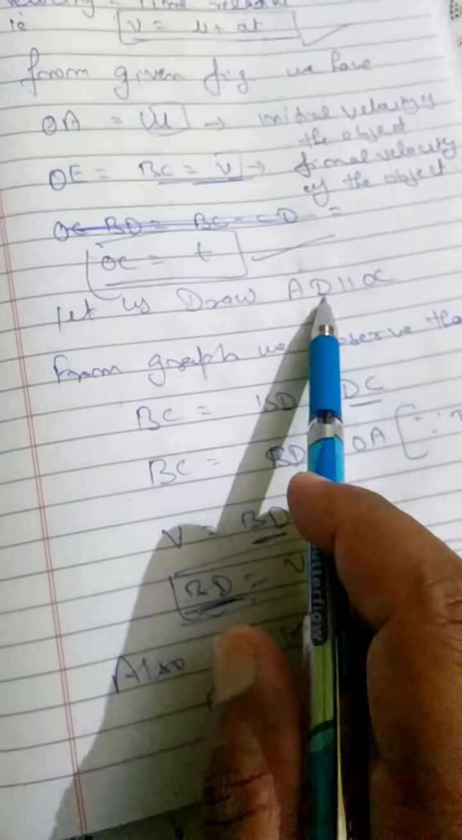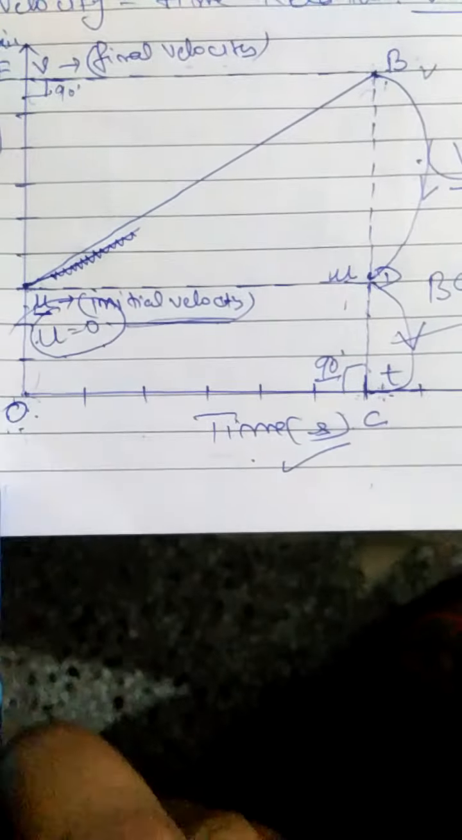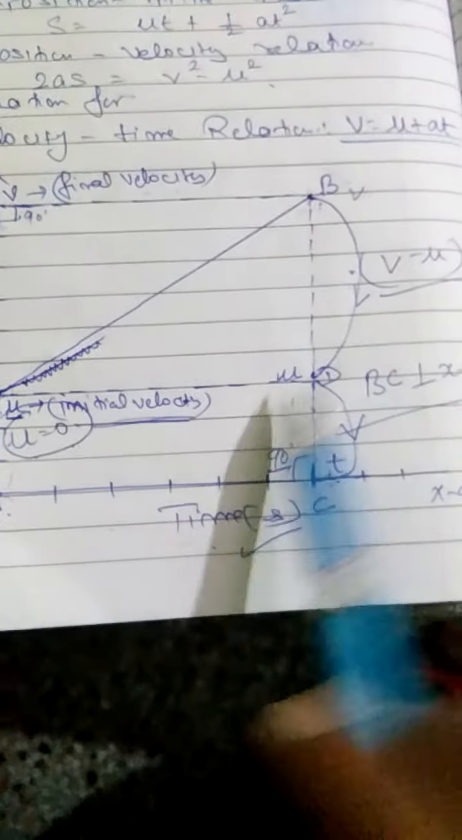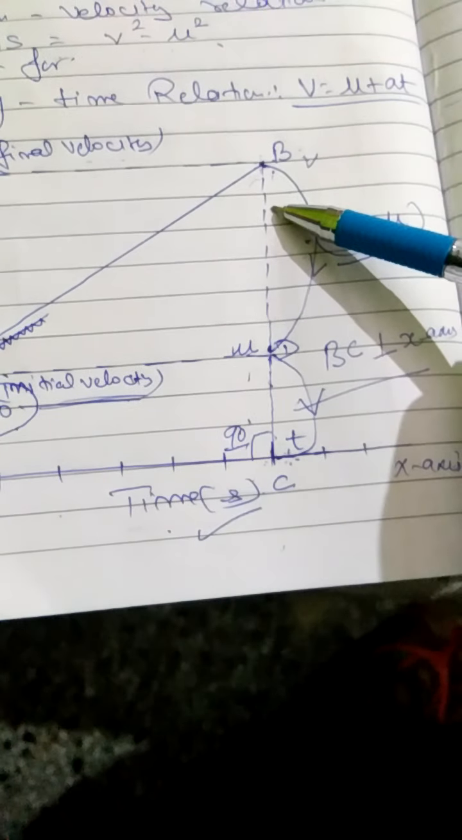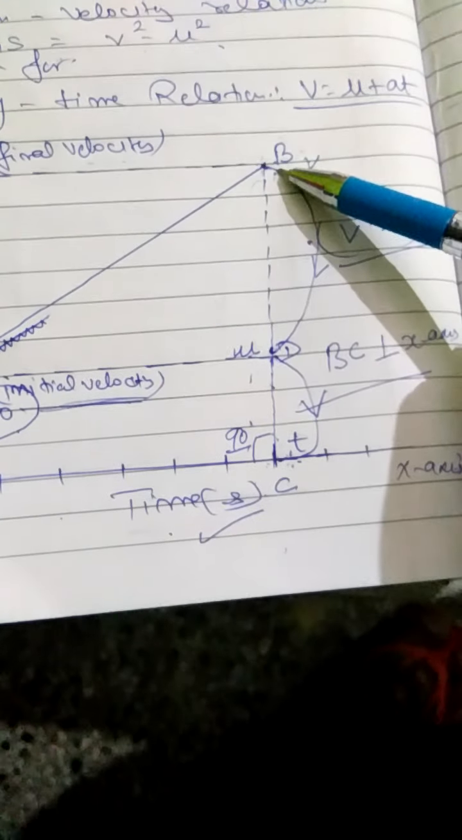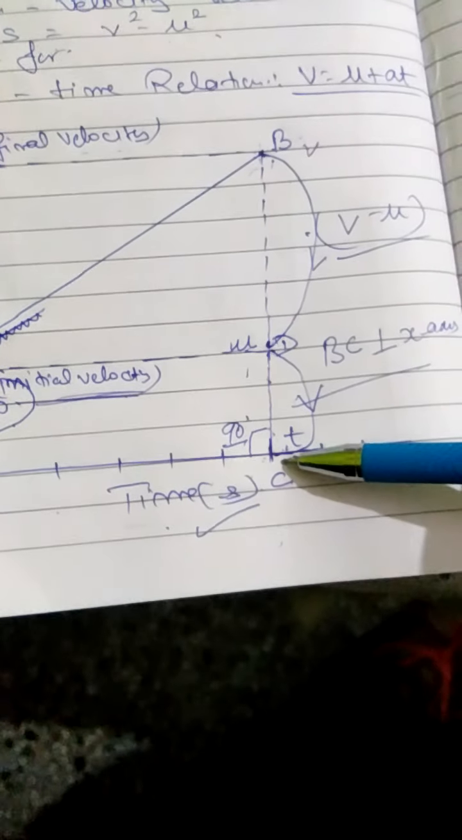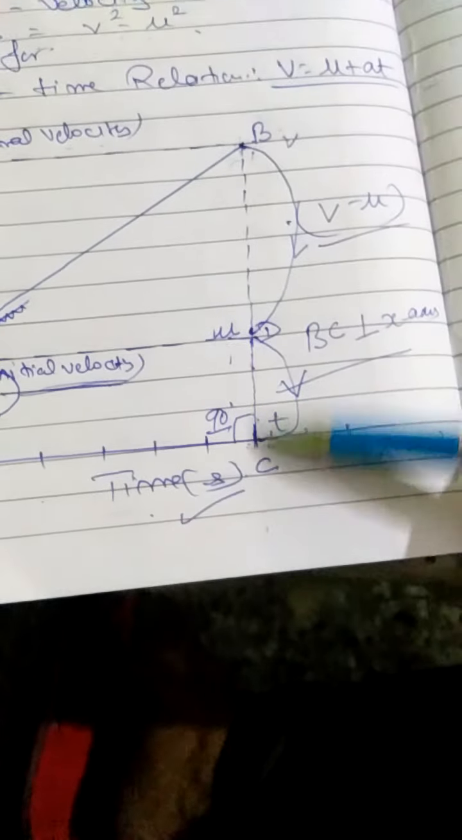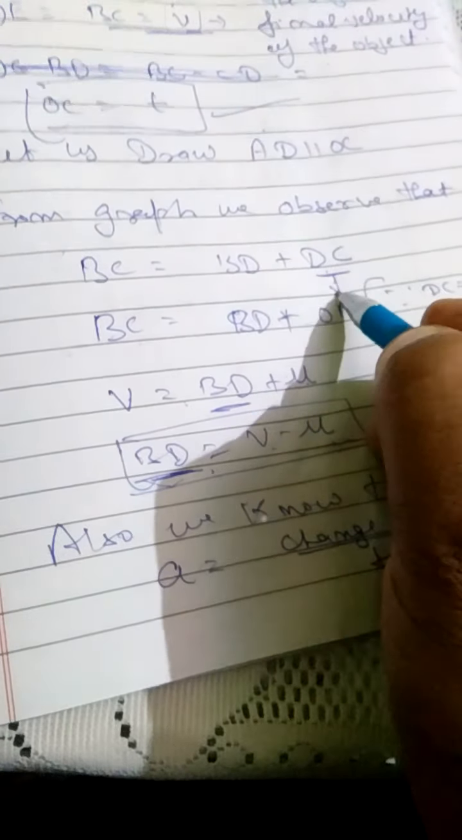For this, let us draw AD parallel to OC. From this graph we observe that BC is the final velocity. So we need all the quantities V, U, A and T. What is BC? BC is the sum of two numbers, BD and CD. CD or DC, both are the same. Therefore BC is equal to BD plus DC, BC is equal to BD plus OA. Why is it OA? Because DC is equal to OA.